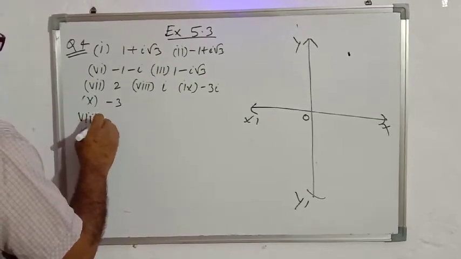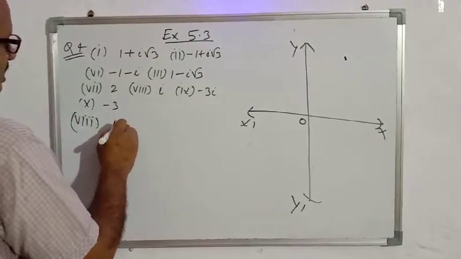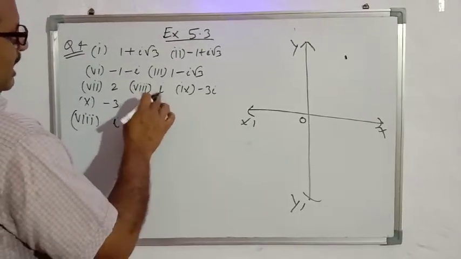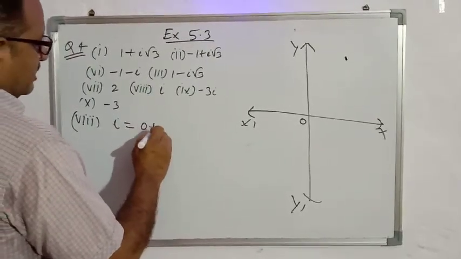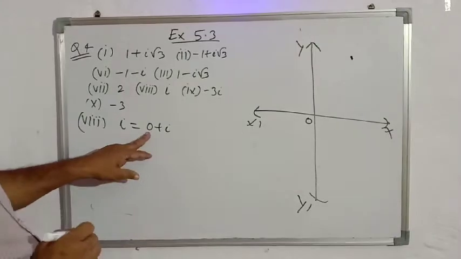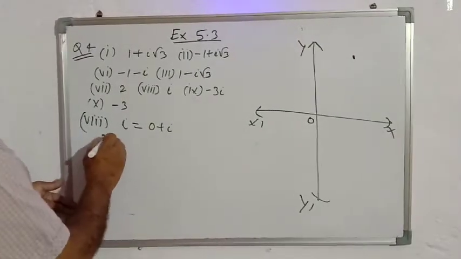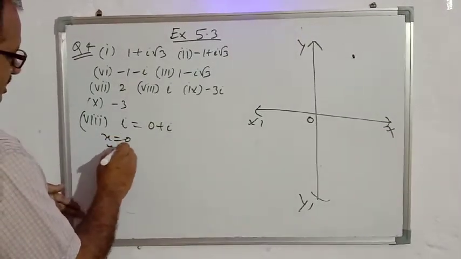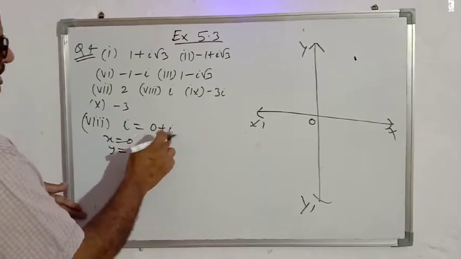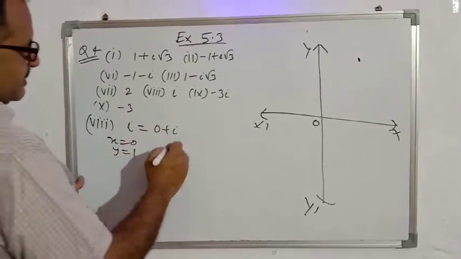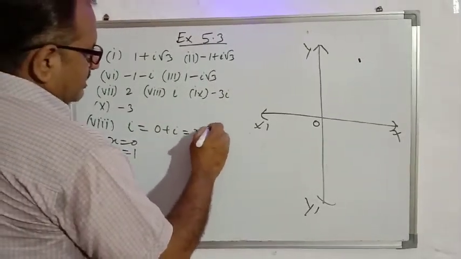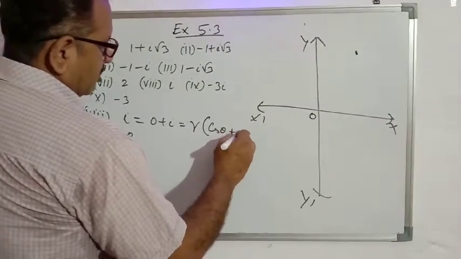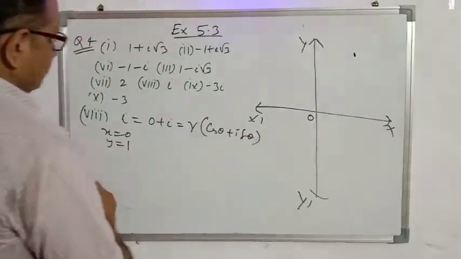See the 8th part. I is purely imaginary. We can write it 0 plus I. So the real part is 0 here. So what is x? X is 0, and y? Y is 1. Coefficient of I means y. Y is 1. Again we can write it in the polar form r cos theta plus I sin theta.